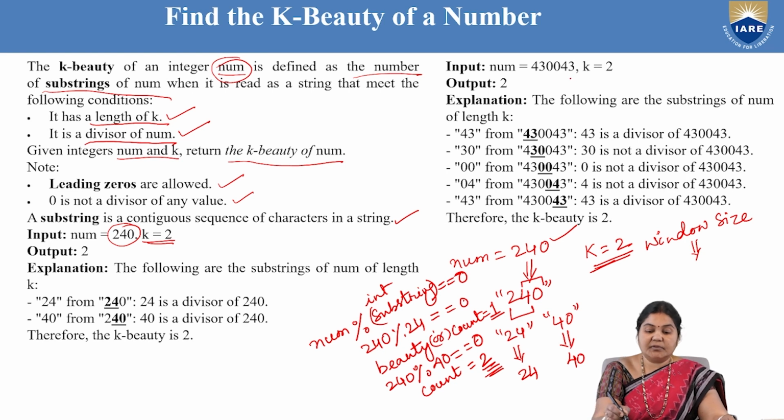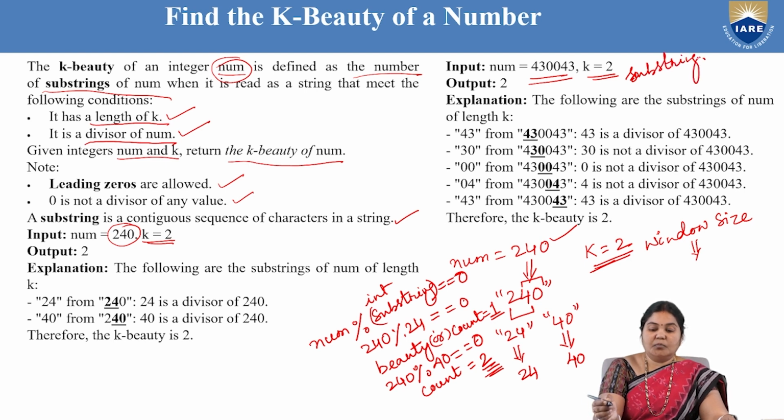Now if I talk about the second example, 430043, we have to form substrings of length 2. What we will do? First we will convert this number into a string. So you can see here it is a string, 430043 is a string now. Now you form substrings of length 2. So 43 is the first substring.